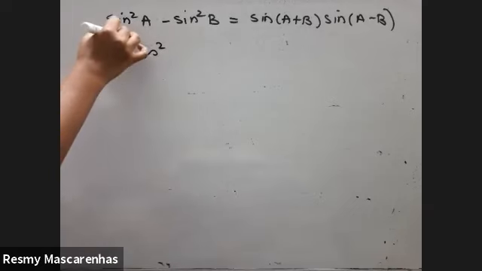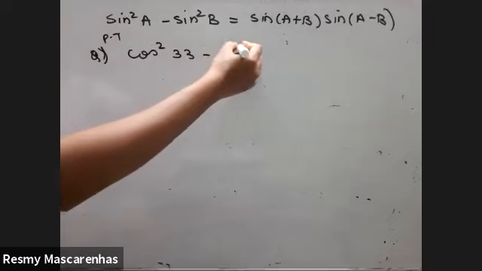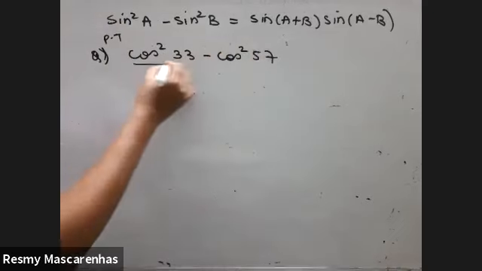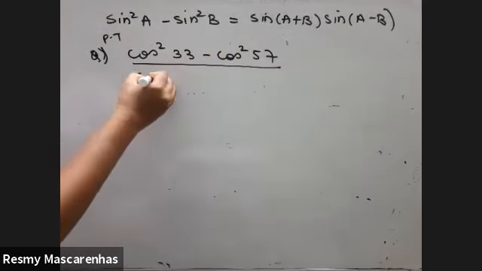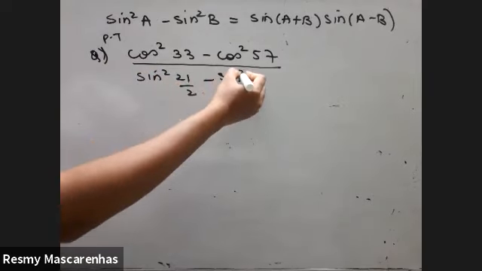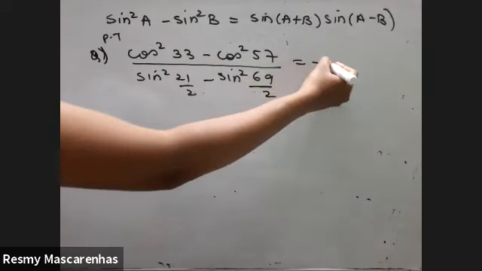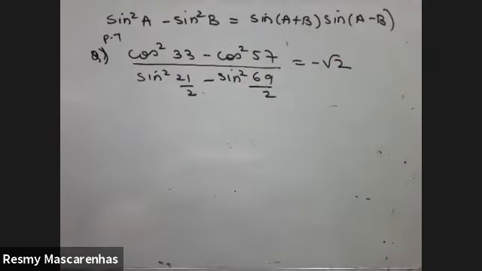Prove that cos square 33 minus cos square 57 upon sine square 21/2 is equal to minus root 2.